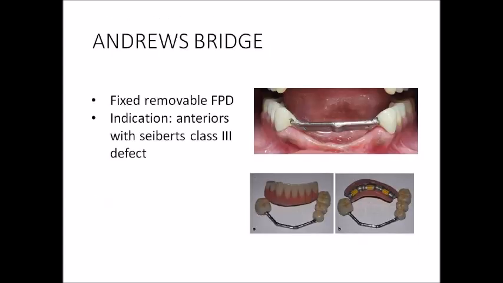Now we have a modification of the pontic which is called an Andrews bridge. This is a fixed removable kind of a fixed partial denture. These are usually indicated in Seibert's class 3 defects. So it basically consists of a metal bar on top of which a removable denture will be attached. So the metal bar is fixed to the abutments and the removable denture can be removed and cleaned. It replaces the missing soft tissue along with the missing teeth.